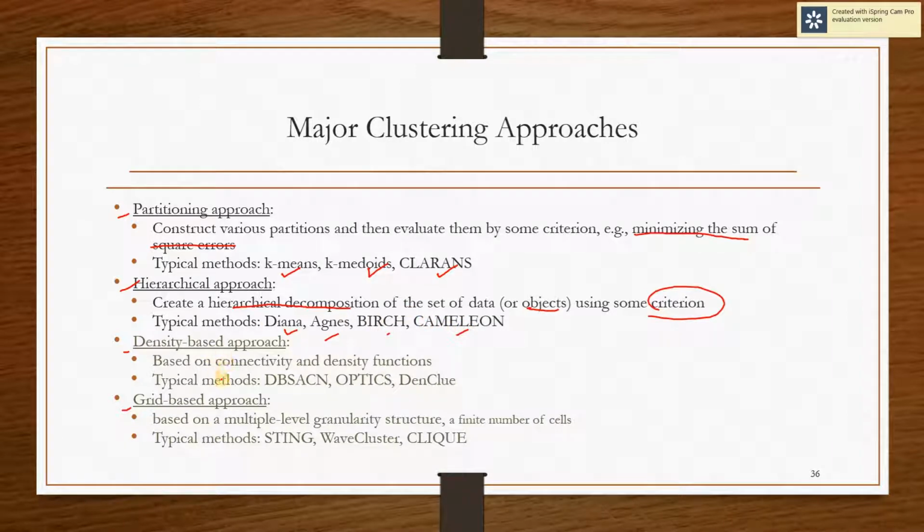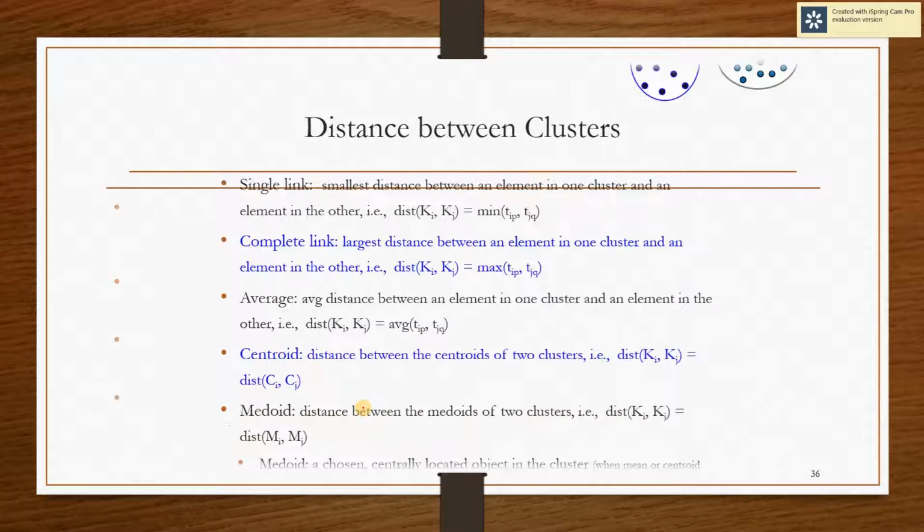The density-based approach is an approach that is based on connectivity and density function. The grid-based approach is based on a multi-level granularity structure, a finite number of cells. These are the typical methods: STING, WaveCluster, and also CLIQUE.